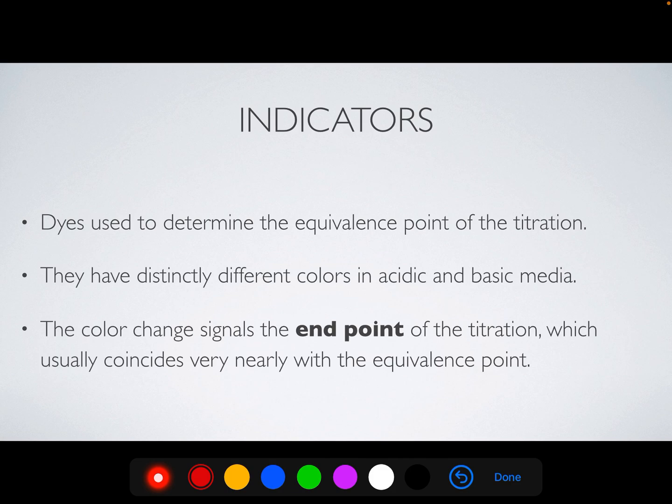Okay, the colour change signal end point of the titration, which usually coincides very nearly to the equivalence point. Okay, so there is a significant difference between end point dengan equivalent point. Okay, equivalence point ni dia mesti berlaku when number of mole of OH minus is equals to number of mole of H plus secara stoichiometry. Tapi end point ini dia depends kepada indicators tu sendiri. Okay, so end point ialah dia berlaku bila indikator tu berubah warna. Equivalent point dia bergantung kepada number of mole, tapi end point dia bergantung kepada indikator.